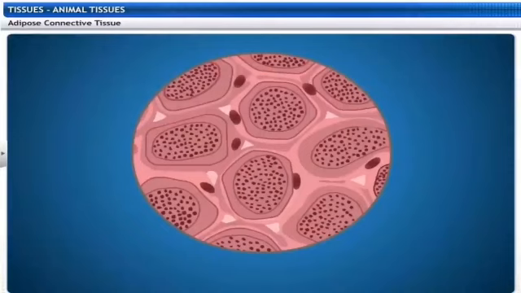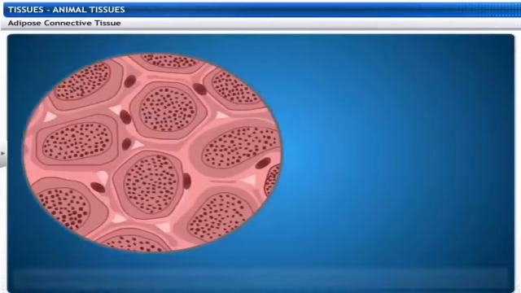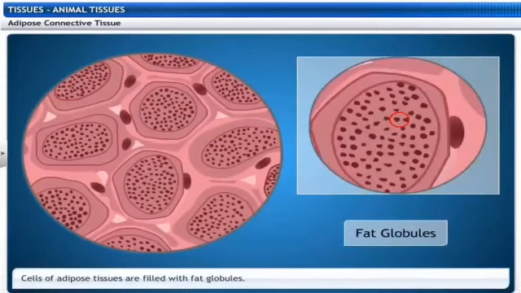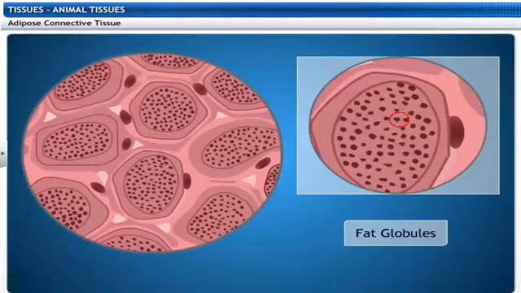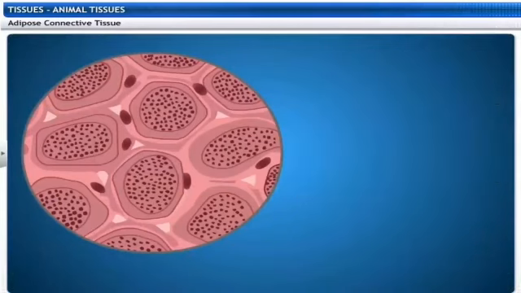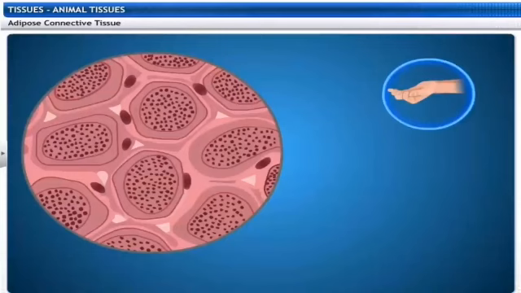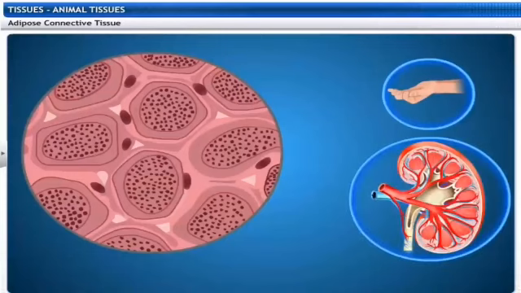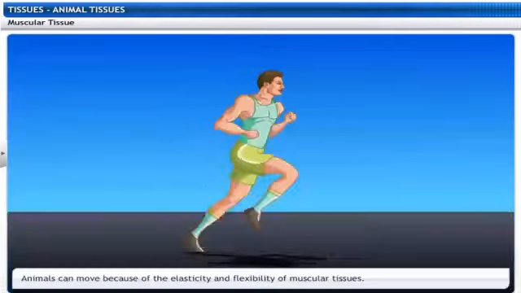Next is the adipose connective tissue, that is the fatty tissue of the body, mainly responsible for increasing insulation. It has a lot of flat molecules known as the fat globules. They are also present at various regions of the body, responsible for proper maintenance also.